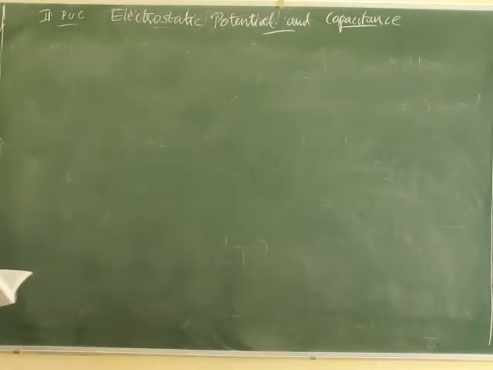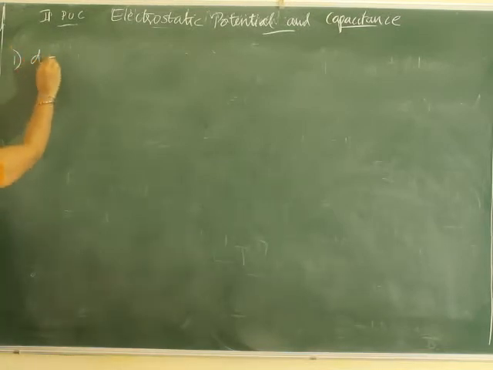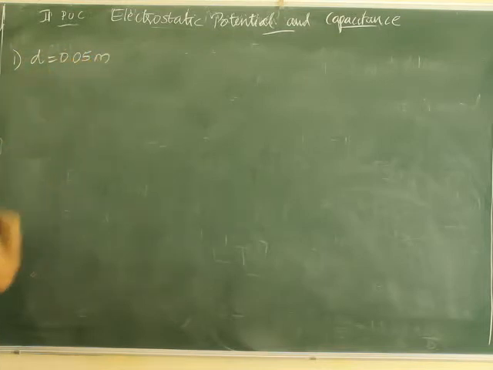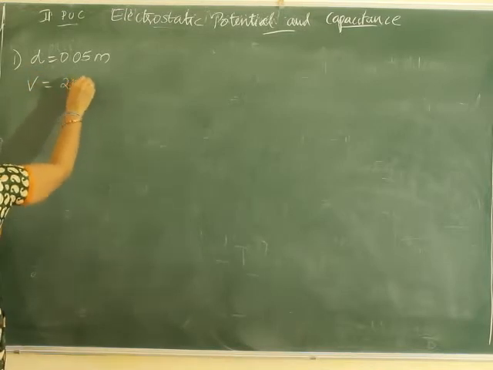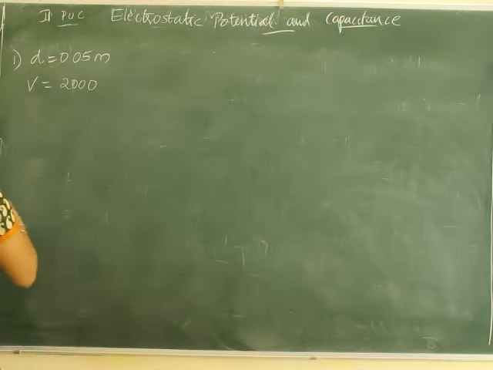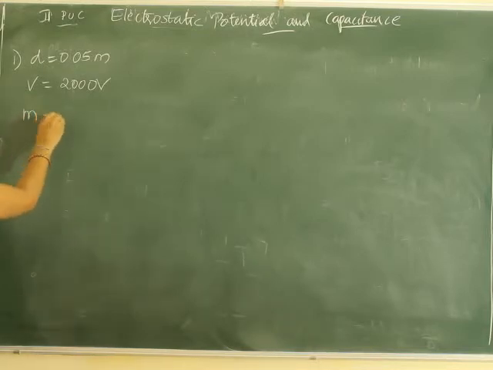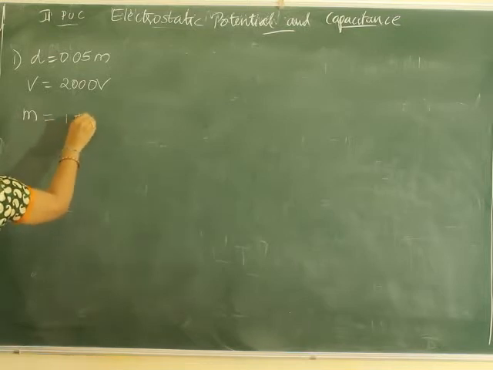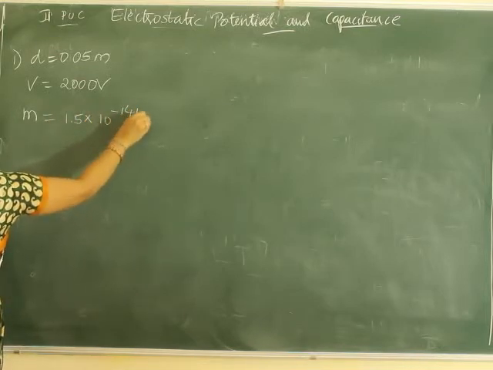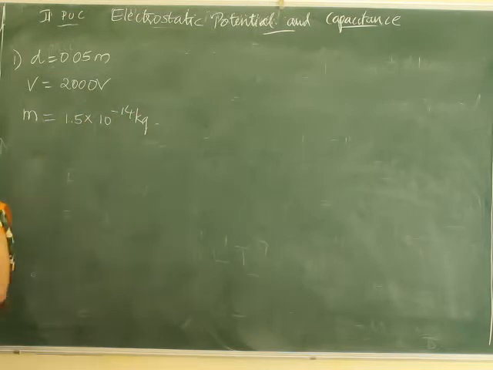See here, the oil drop remains stationary when situated between the horizontal parallel metal plates. So the separation they have given is d equal to 0.05 meter. Potential difference they have given is 2000 volt. You have to find the charge on the drop, and the mass is given. What is the mass? 1.5 into 10 to the power minus 14 kg. So you have to find out the charge.